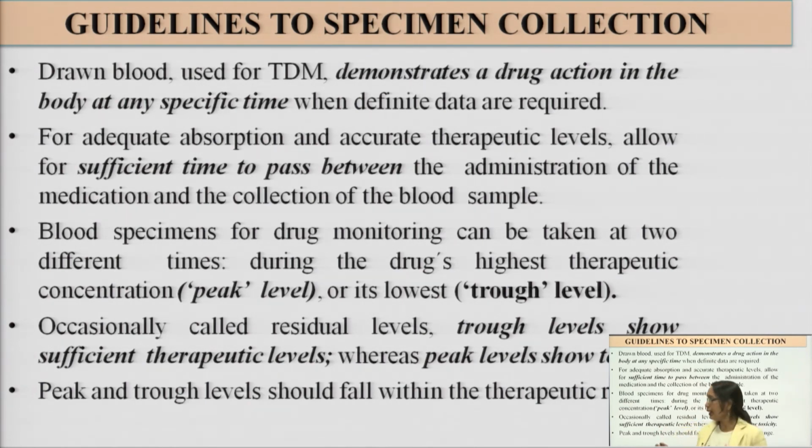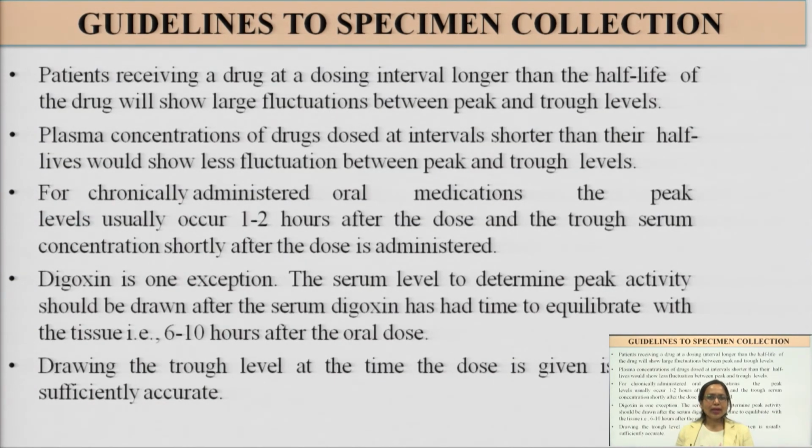Then these two, peak and trough levels, should fall within the therapeutic range, because we have already discussed that if it is a narrow therapeutic range, we go for TDM. Here the trough is showing the sufficient therapeutic level, whereas the peak is showing the toxic level, toxicities, right. So, guidelines for specimen collection.